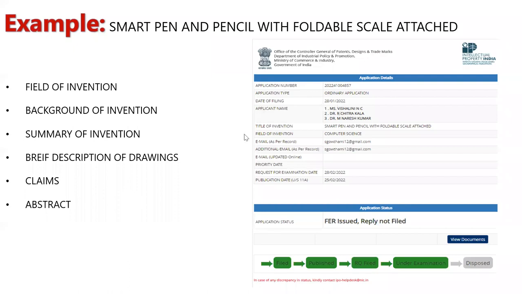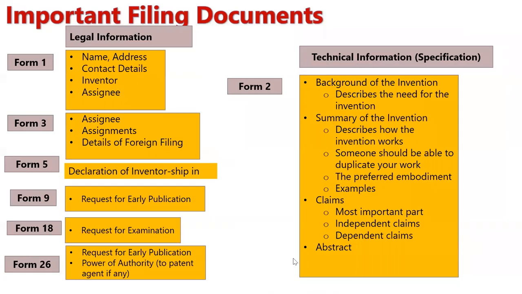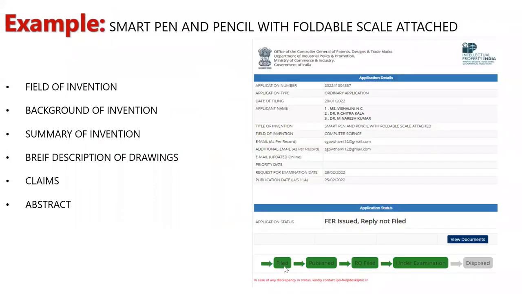If you wish to see the particular product details, you can go here and view the documents. You see up to what stage it reached, it is also visible here. It started with filed, published, and then the examination request is filed and it is under examination. Application status will also be visible for a particular page.